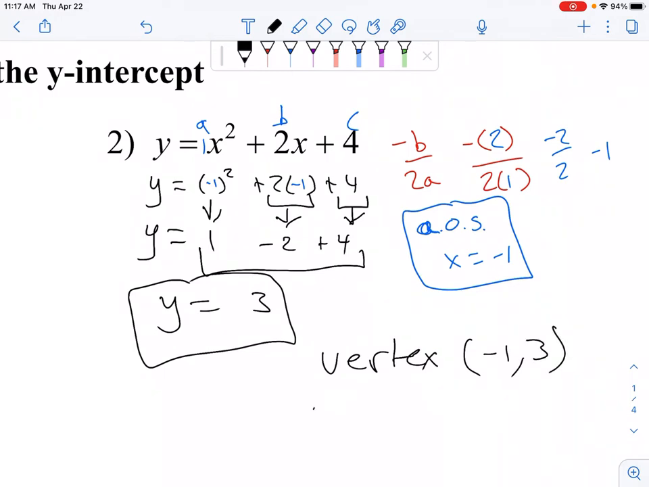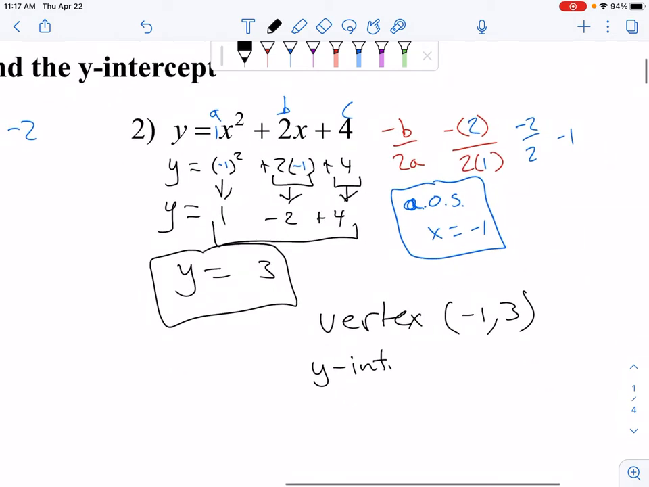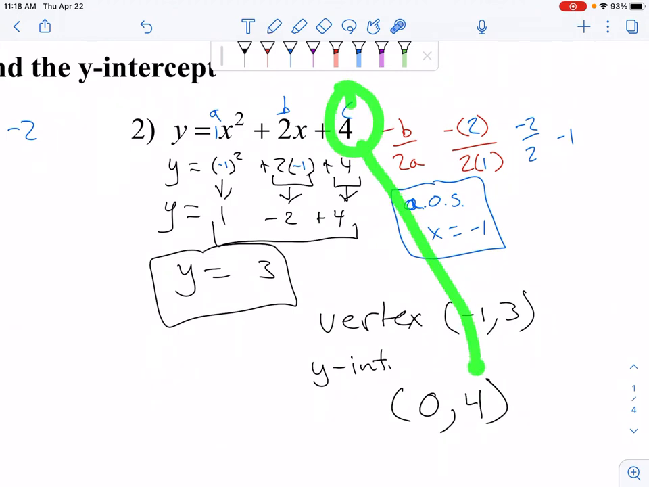And then finally my y-intercept, I'm just going to write y-int, is when x is 0, y is 4. And again, we're just pulling that from our c term. So our c term is what goes here. We're always going to use 0 for our x, and then we're always going to use c for our y there.